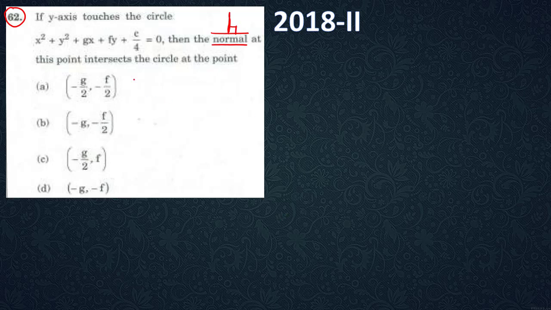Okay, so let's draw this figure. So this is our circle, the given equation, and this circle is touching the y-axis. I don't know about the x-axis, but it is touching the y-axis, and at the touch point, the normal is drawn. So at this point you are drawing a normal. Normal means it should be perpendicular at that point. Okay, it has come like this, very good. So this is a perpendicular and this is my normal to this circle at this point.